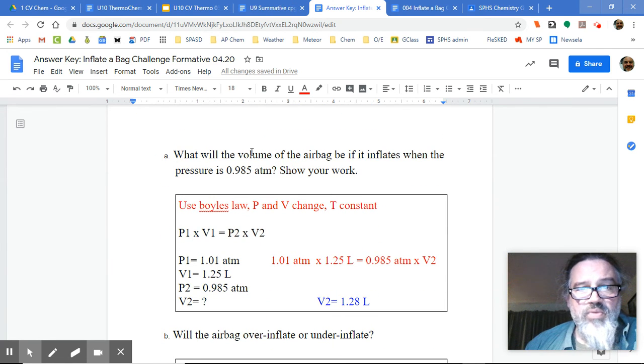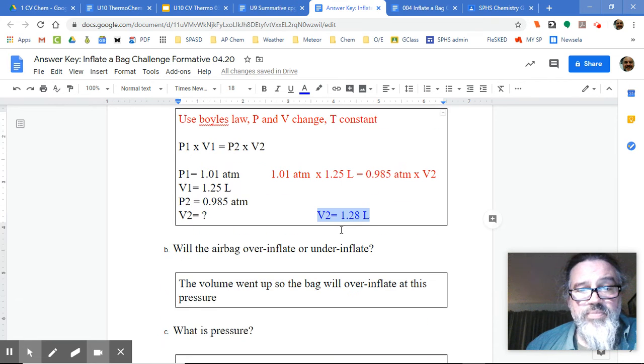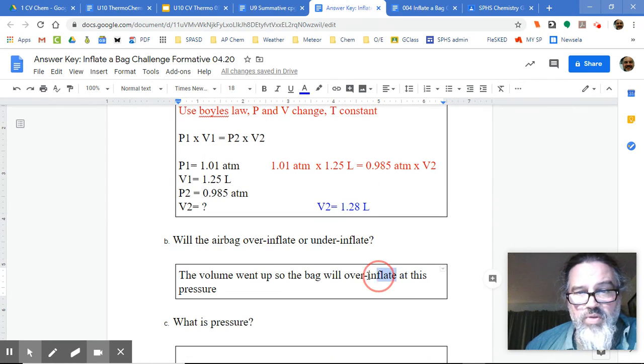Mathematically, prove it. How do you prove it? Well, what will the volume of the airbag be if it inflates when the pressure is at this lower value? We calculated everything when the pressure was 1.10 atmosphere and we wanted to get our 1.25 liters. Now that the pressure goes down, what should happen to the volume? When we plug and chug P1 V1 equals P2 V2, take this times this and divide by 0.985, we see that it makes sense. The volume went up. That means it will overinflate.